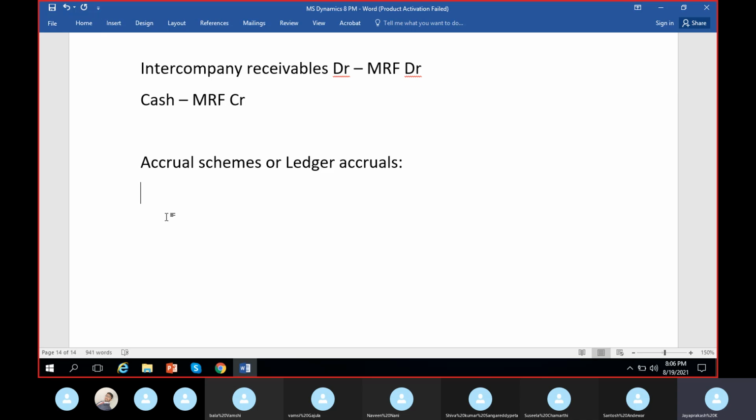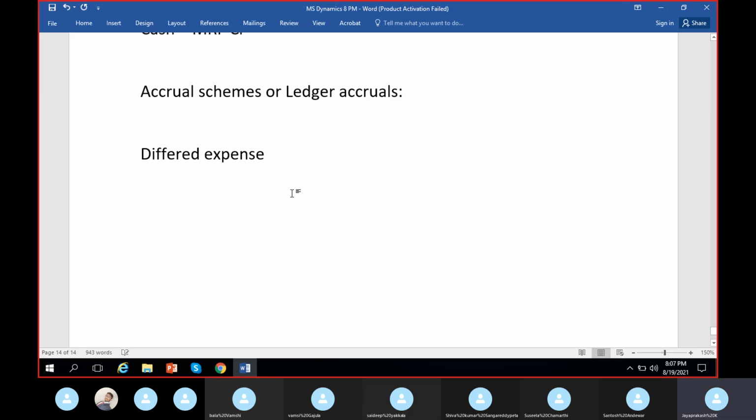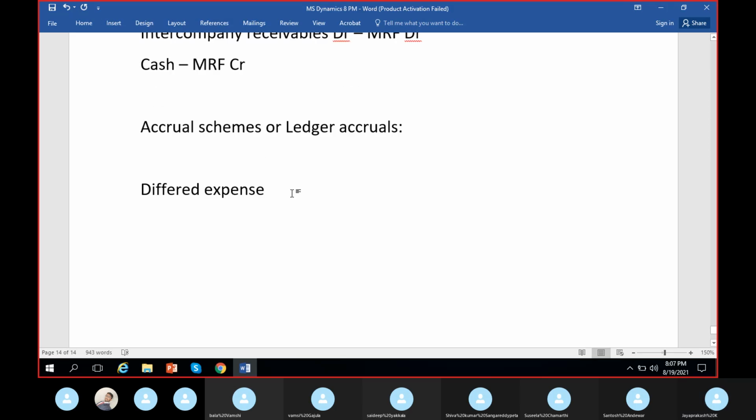So apart from accruals, does anybody know what is a deferred expense or a deferred revenue? Anything? Deferred in parts. Suppose we expect some amount of revenue this month, but there is a little bit of difference between what we expected and what we received. That was the deferred revenue. Okay, no.